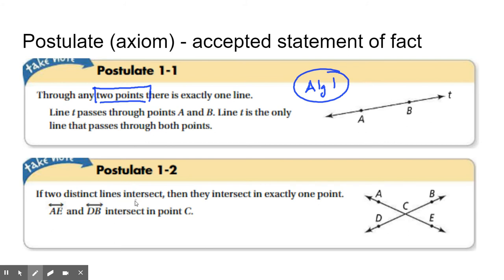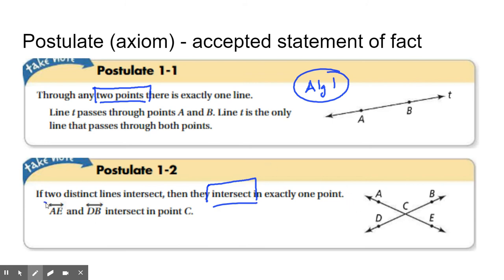The next postulate talks about when two lines intersect, their intersection is exactly 1 point. So this idea of intersecting is very important. We're going to talk about perpendicular later in the year. A lot of people confuse intersect with perpendicular. Perpendicular is very specific, okay? And we'll talk about it later. But here, intersect means where they cross, right? The point where they cross.